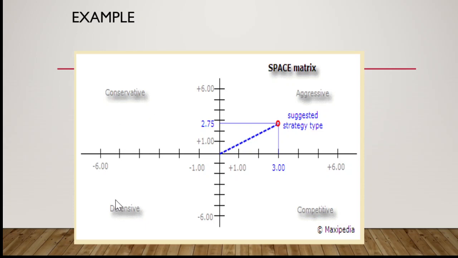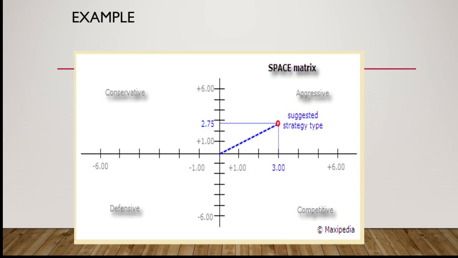Kapag nandito tayo, nag-fall tayo sa defensive quadrant, so sabi natin kanina, nag-arise yung defensive quadrant if we have poor scores in all dimensions. So if we fall in this quadrant, then we should focus on rectifying the internal weakness and external threats. And when we fall under this competitive quadrant naman, so we need to use competitive strategies. Okay, so that's the space matrix.